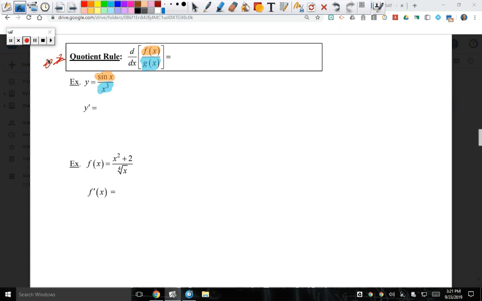Okay? And the rule is this. The bottom is g of x. We're going to multiply it with the top's derivative. Then we're going to subtract the original top, multiplying it by the bottom's derivative, all over the bottom squared. Let me help you out. Just the bottom, not the derivative of the bottom. Just the bottom, not the derivative of the bottom, is correct.